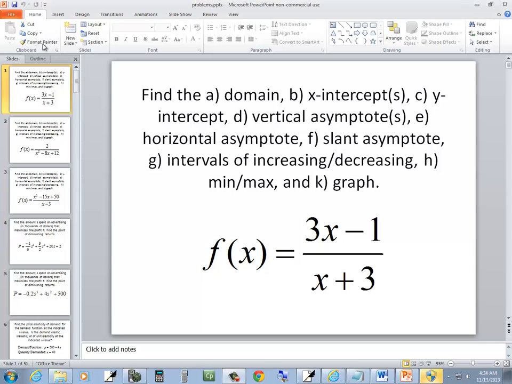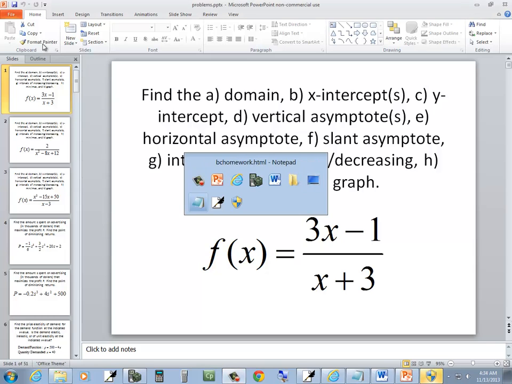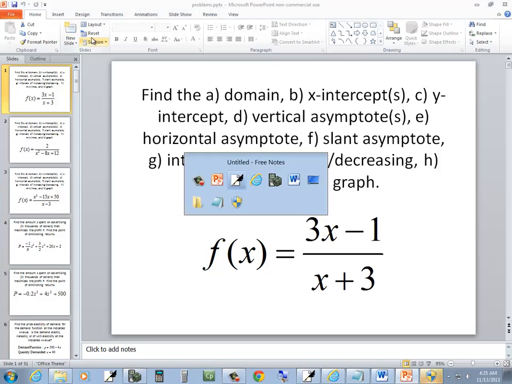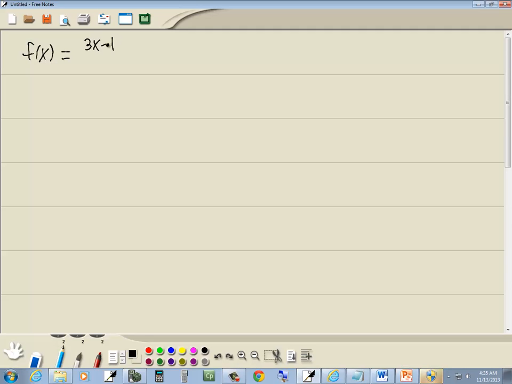Let's take a look at this problem. We've got f of x is equal to 3x minus 1 over x plus 3. And the first thing we want to do is find the domain.